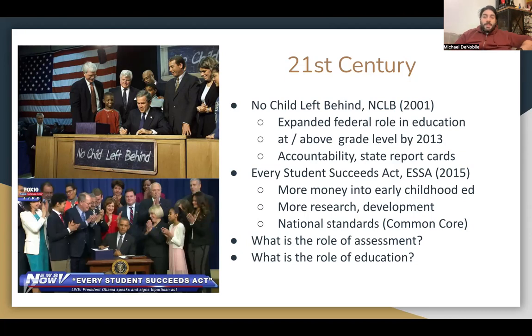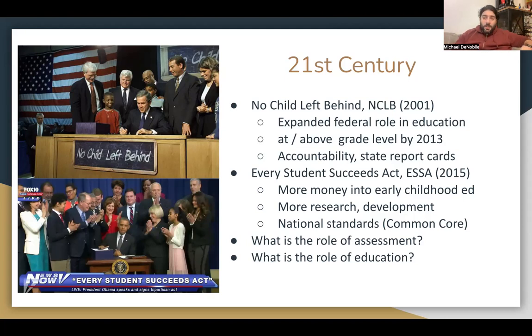Well, similarly, when it came to voting rights in the 1950s and 60s, the government expanded its role to make sure that the states were fairly applying voting rights in their states. So the argument here came, we need to make sure that we are fairly applying education within our states. It put the lofty goal that by 2013, students will be at or above grade level.